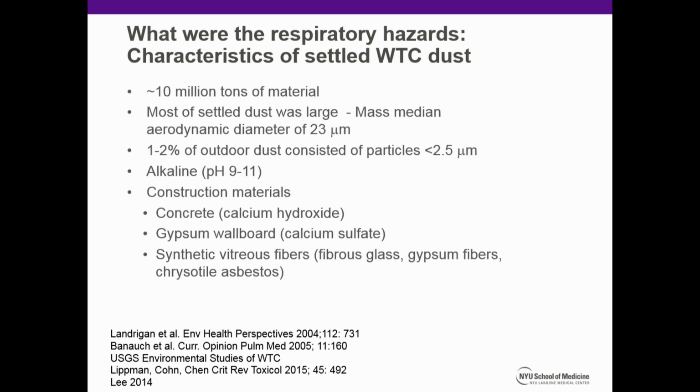And what we now understand, and of course this takes time, is that there were about 10 million tons of material. Most of the settled dust was large. This becomes very important. A small part of it was smaller, but still a large part was less than 2.5 micrometers. What we learned pretty soon after the event was that the dust was also very alkaline with a pH of 9 to 11, and it was predominantly from construction materials, concrete, gypsum, synthetic vitreous fibers, etc.